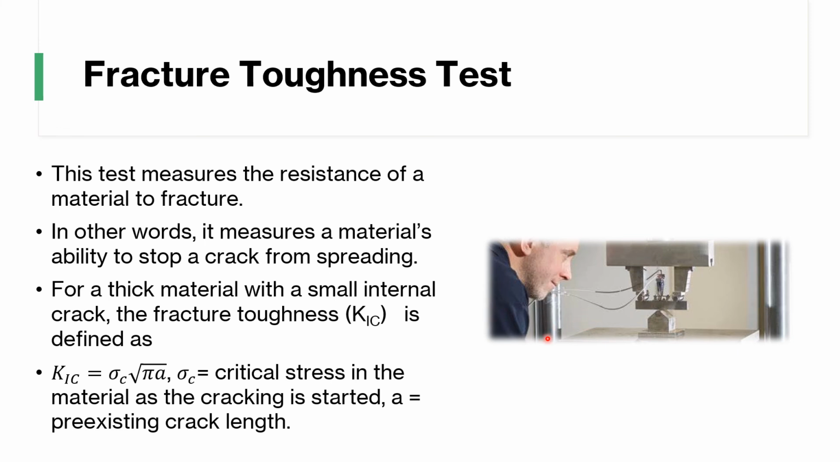For a thick material with a small internal crack, the fracture toughness is defined as this. Your KIC is your fracture toughness, or we just call it toughness, and that's equal to your critical stress times the square root of pi times your pre-existing crack length. That's how we calculate the toughness.